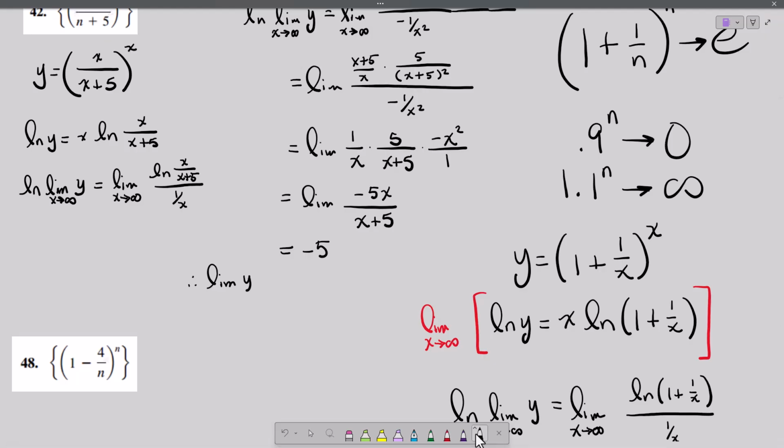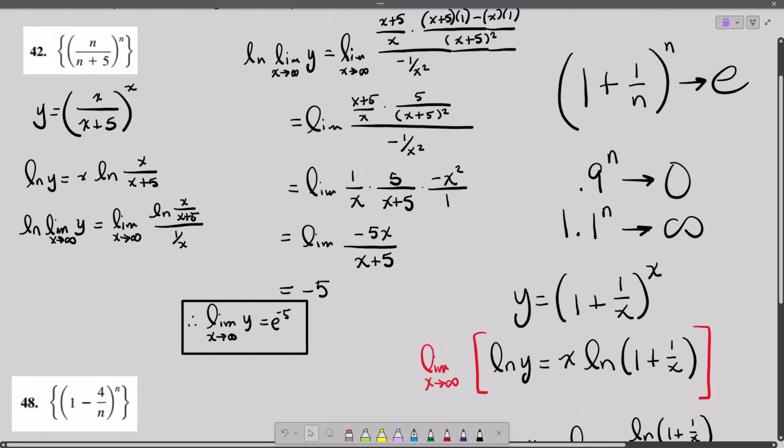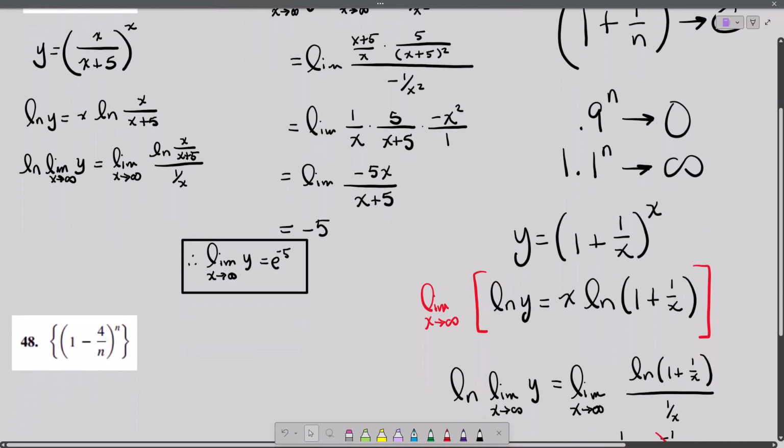So if we exponentiate both sides, the limit as x goes to infinity will be e to the negative fifth. So that whole thing converges to e to the -5.